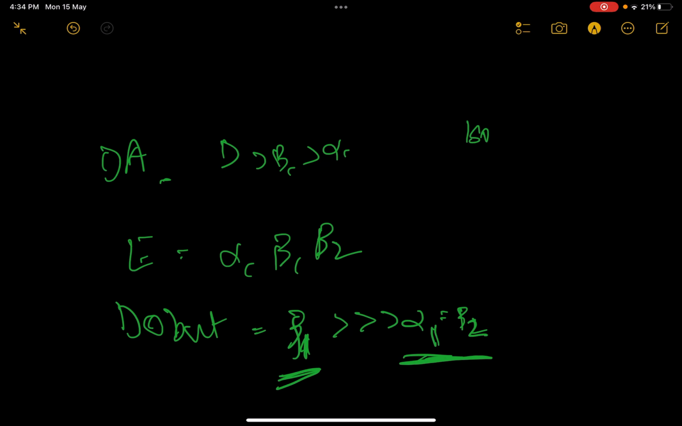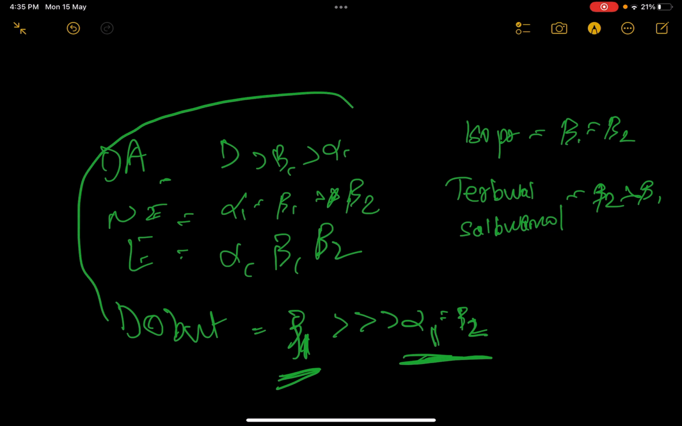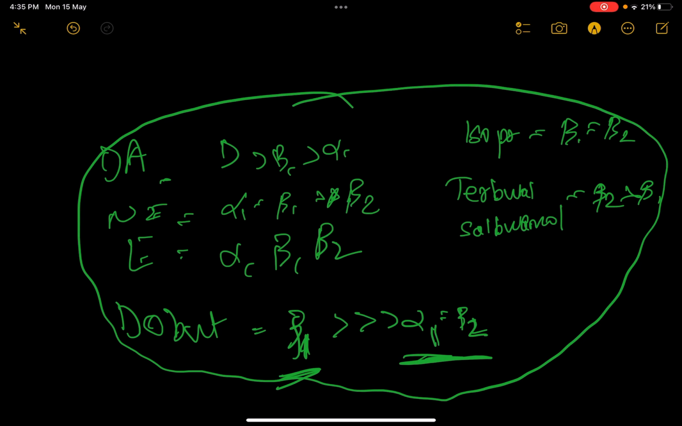Then we have isoprenaline. Isoprenaline is beta 1 equals to beta 2. Then we have terbutaline, or something like salbutamol, which is more of beta 2 greater than beta 1. And then we obviously have the much acclaimed norepinephrine, which is more of a vasoconstrictor. You can think in those terms. So that's why alpha 1 is equals to beta 1, which is greater than beta 2. Okay, not far greater, but just greater probably. So these are just an important set of preferences that each of these drugs follow, which should be kept in mind.